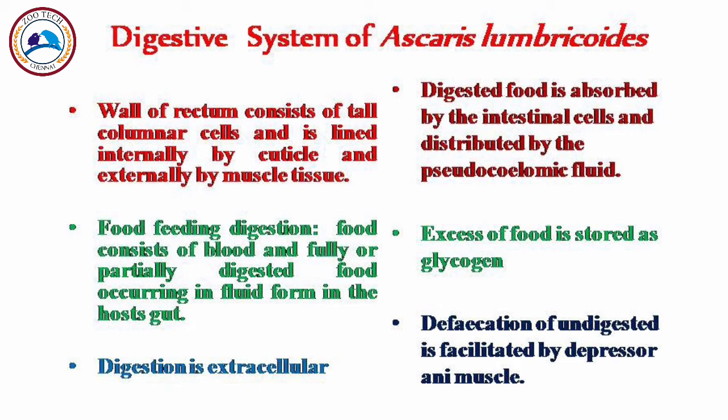The digestion is completely extracellular in the intestine, and the digestion is done by enzymes like protease, amylase and lipase. The excess food is stored in the form of glycogen and fat in the syncytial epidermis, and the digested food is absorbed by the intestinal cells. The defecation of undigested food is facilitated by the depressor muscles called the anal muscles.